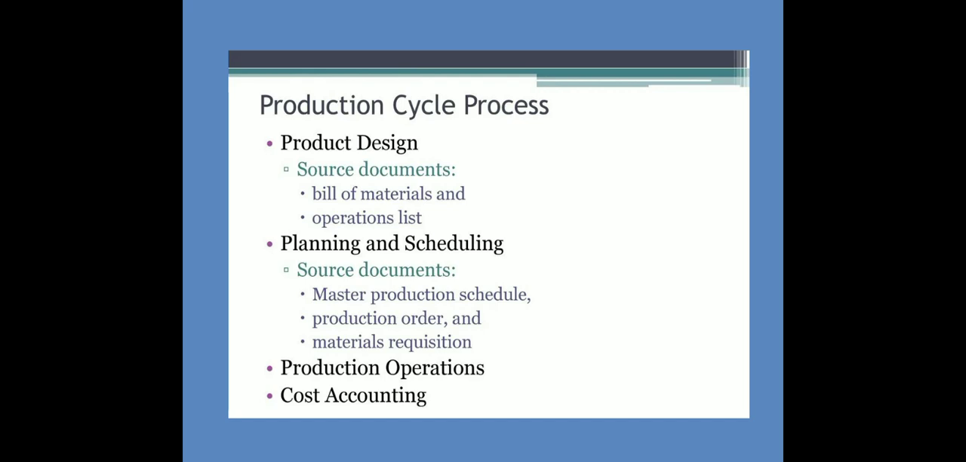So, production cycle process. Nandito yung product design. So, ang nakapaloob sa product design is source documents, bill of materials, and operation list. Planning and scheduling. Ang under ng planning and scheduling is source documents, master production schedule, production order and materials requisition. And production operations and cost accounting.